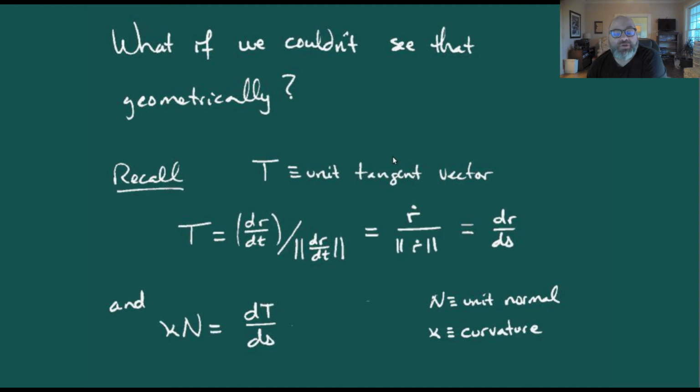If we couldn't see that geometrically, or we had a curve where it wasn't quite going to be that obvious, what do we do?